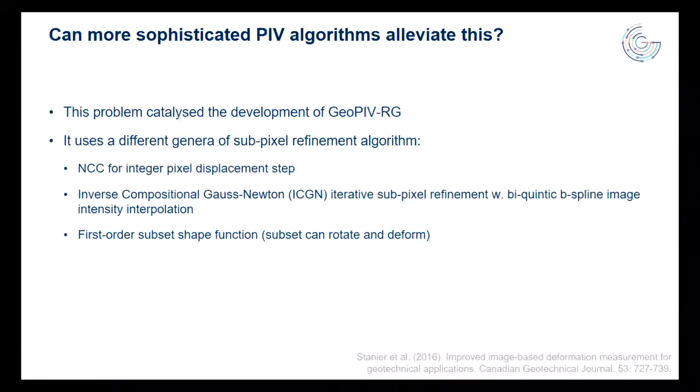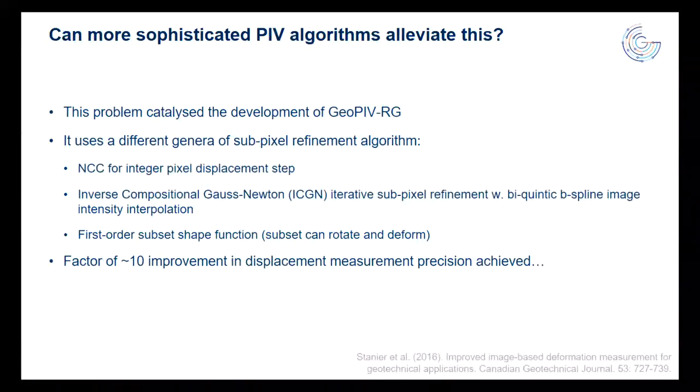And in addition to being more robust to this peak locking problem, it also means that we can have strains occurring within our subsets, which reduces the degree of decorrelation. And this resulted in about a factor of 10 improvement in the measurement precision.